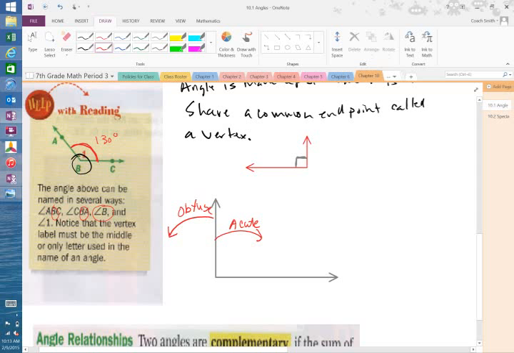If the angle is like this, then obviously to the right would be obtuse, and to the left would be acute.